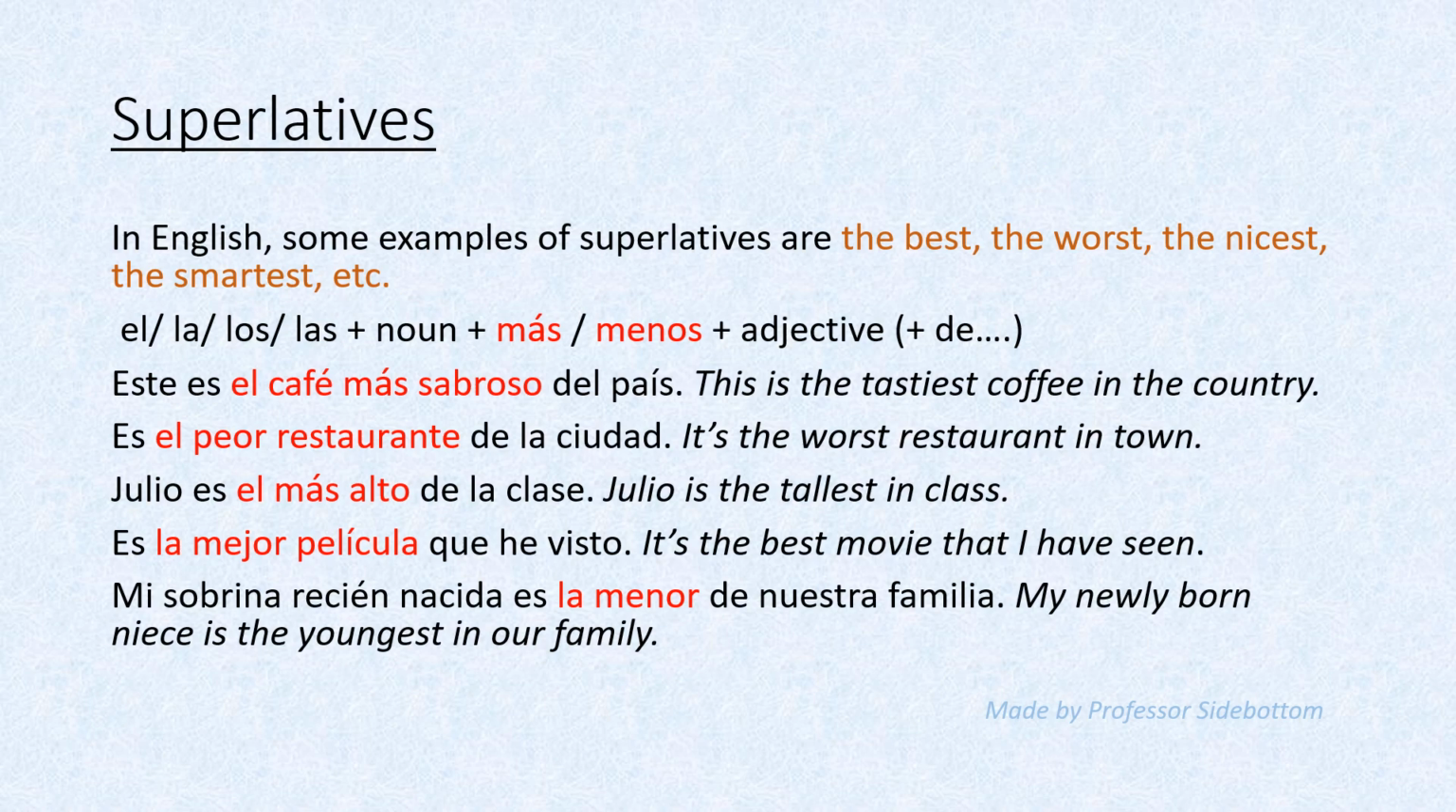And now let's talk about superlatives. In English, some examples of superlatives are the best, the worst, the nicest, the smartest, etc. The formula for superlatives is el, la, los, or las, plus noun, plus más or menos, plus adjective. And here are some examples. Este es el café más sabroso del país. This is the tastiest coffee in the country.